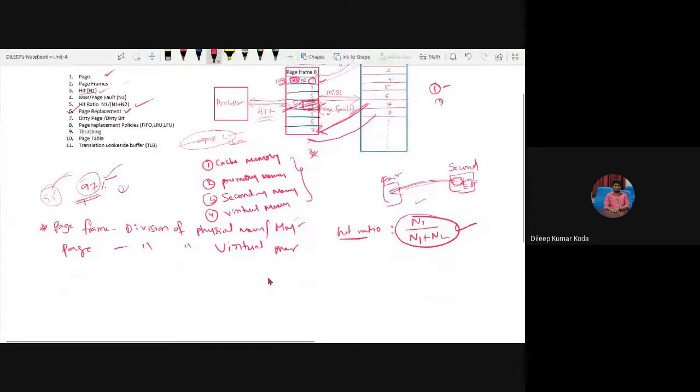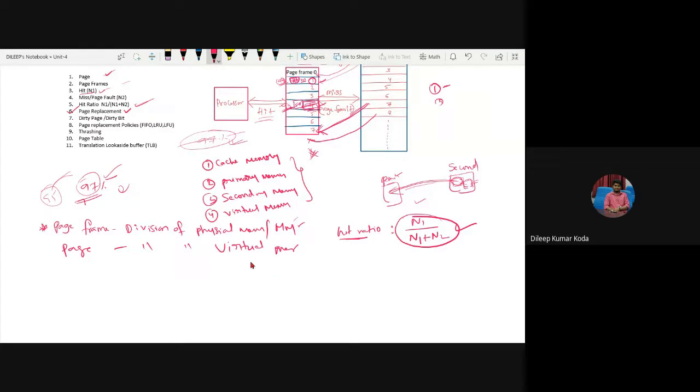Okay, so this is all about page replacement. Of course, there are several techniques for page replacement. When it comes to page replacement, we may get several queries. Which page should be replaced? Which page frame should be replaced? We have several techniques: FIFO, first in first out; LIFO, last in first out. We'll discuss those techniques later.